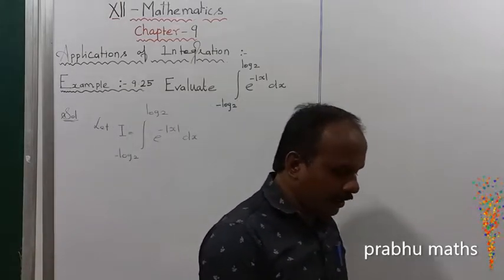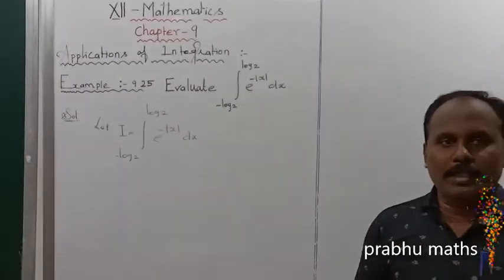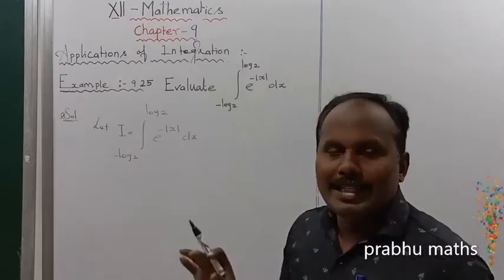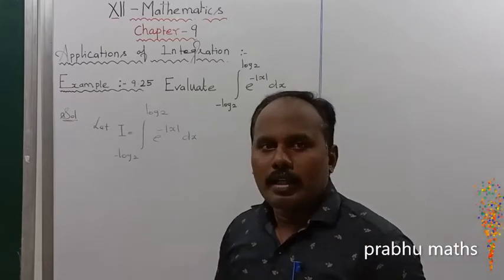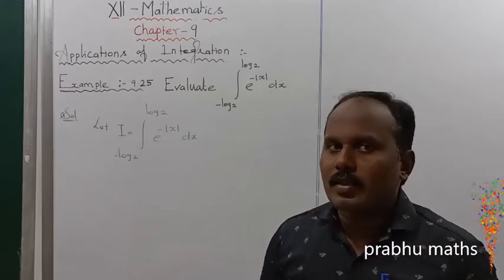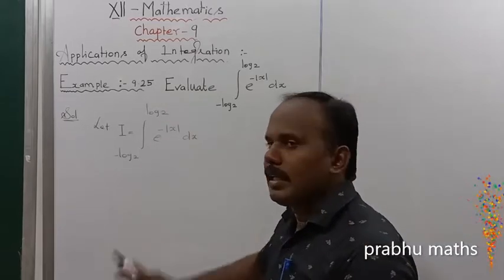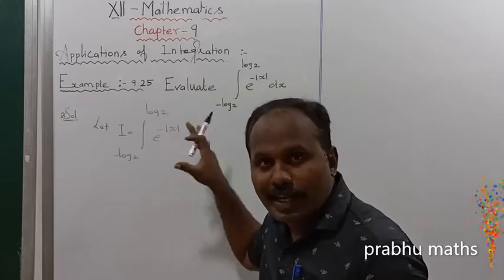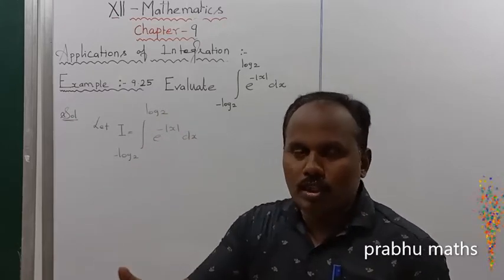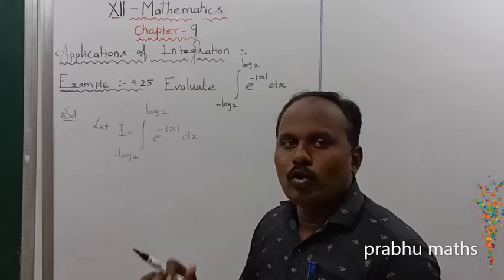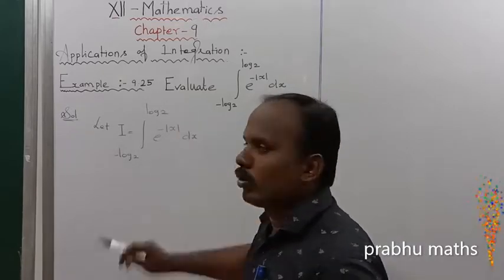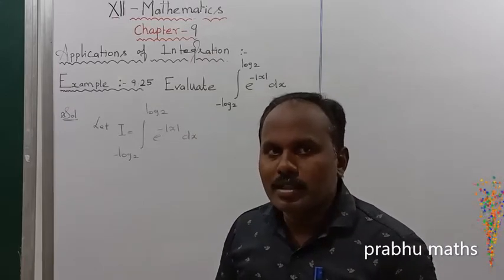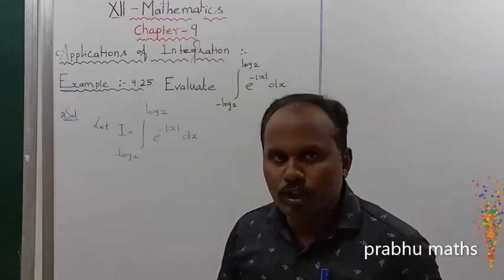Why? Because the integral limit values are from a minus value to a plus value. So the function inside is going to be either an even function or an odd function. Suppose the function is an odd function, the integration is going to zero. Suppose the function is an even function, it is two times the integral from 0 to log 2. So that is the property: odd function is going to 0.